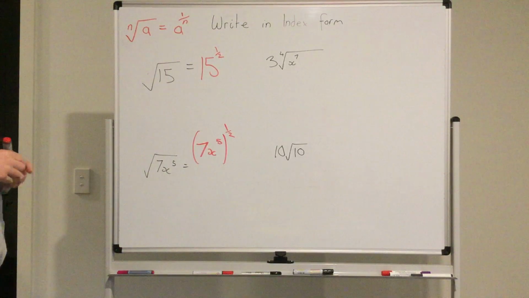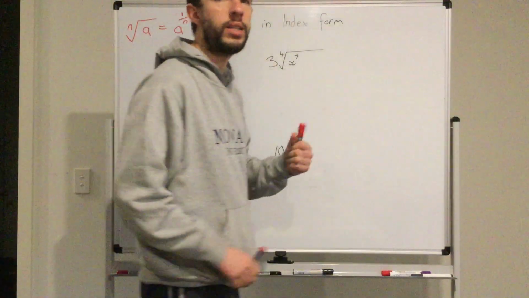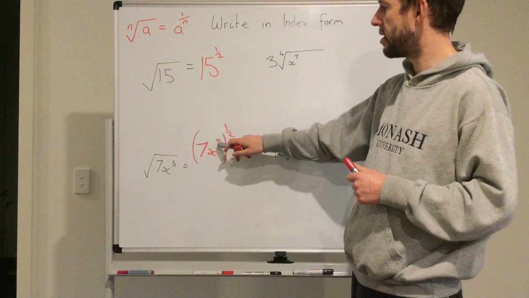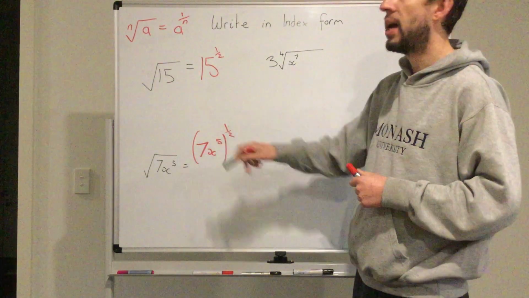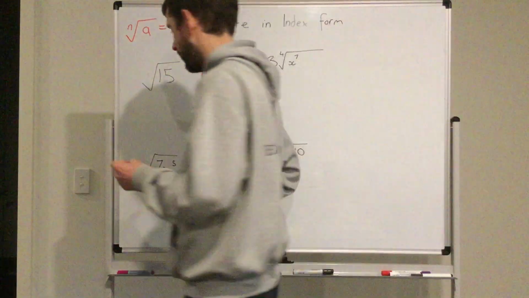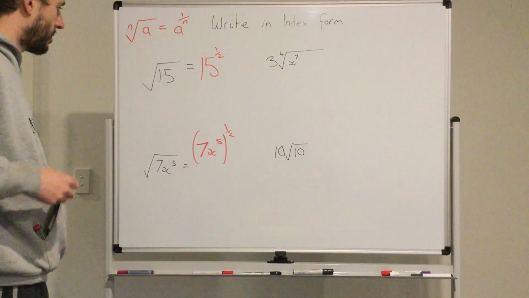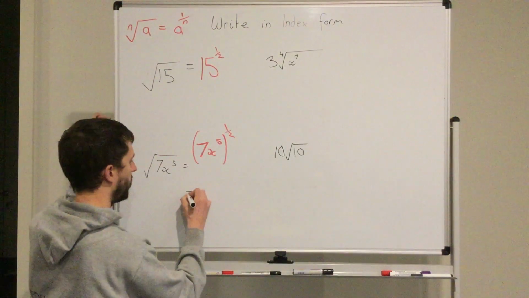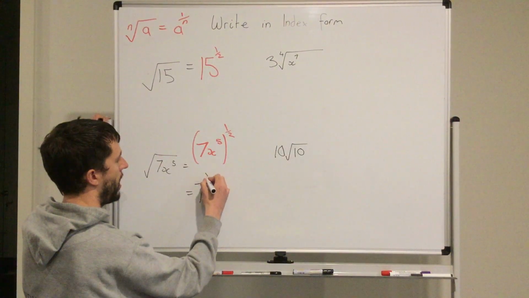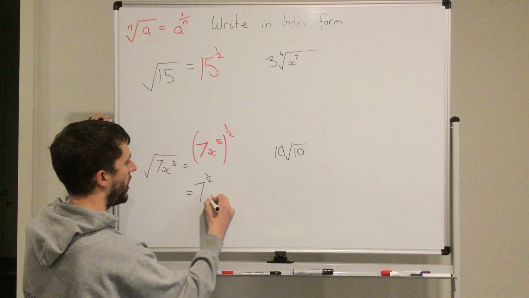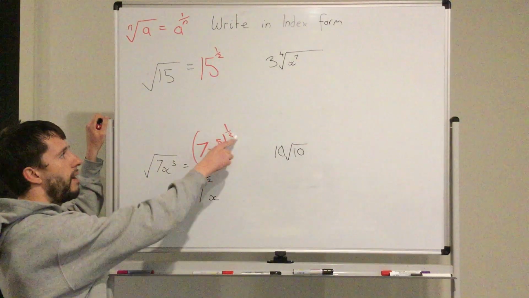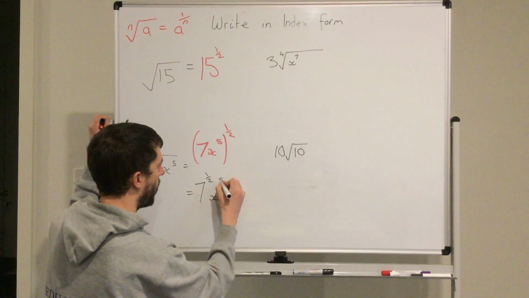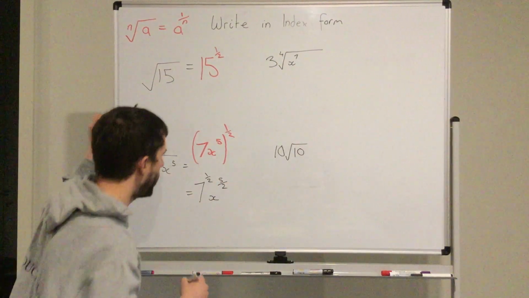Now, let's look at our index form. Our index rules: when we've got indices inside and outside, they are multiplied together. So that just means I have 7 to the power of a half, x, 5 times a half, so that will become 5 over 2. 7 to the power of 5 over 2.